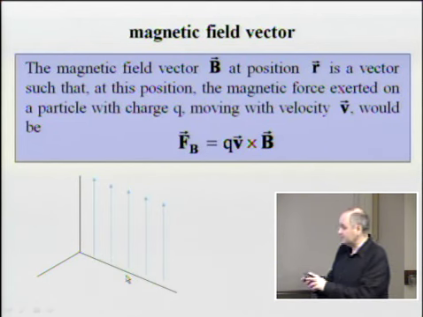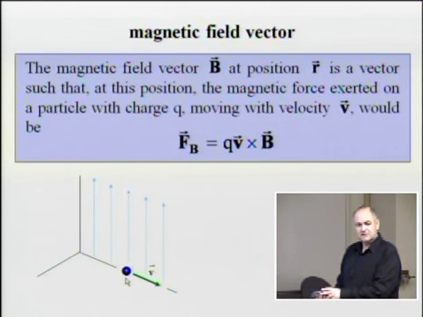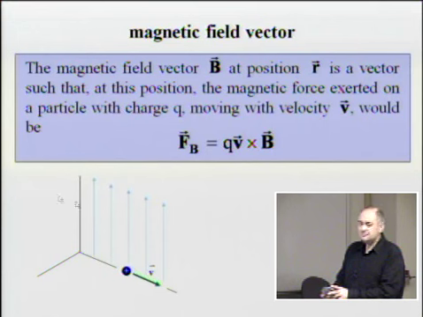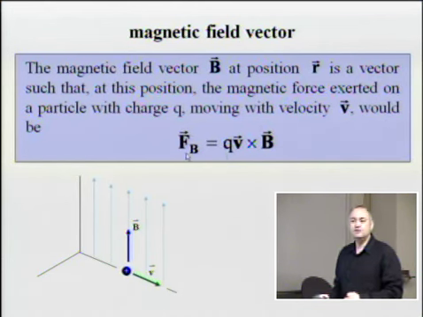Straight up, correct, straight up. All right, now let's say that we have a particle moving in this magnetic field, and the magnetic field vector at the location of the particle is straight up. Let's figure out what is the direction of the magnetic force.